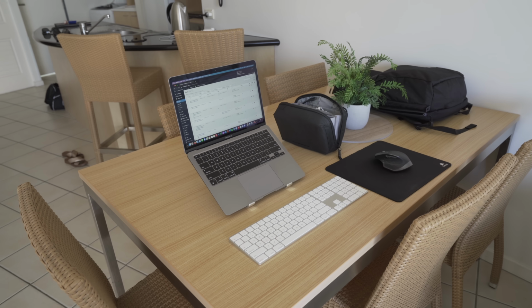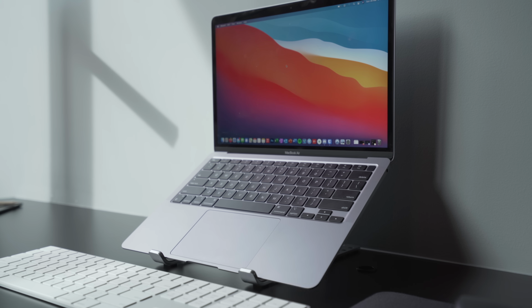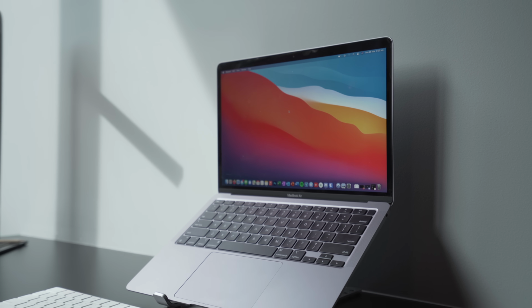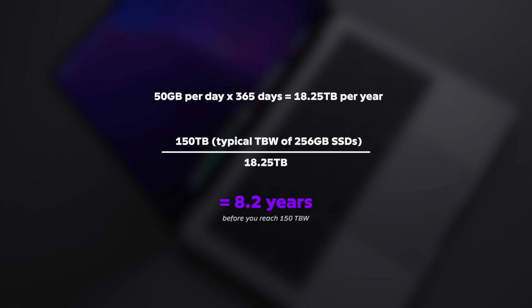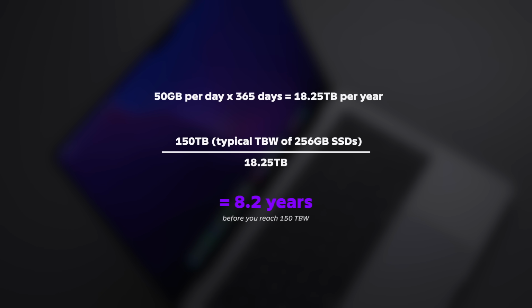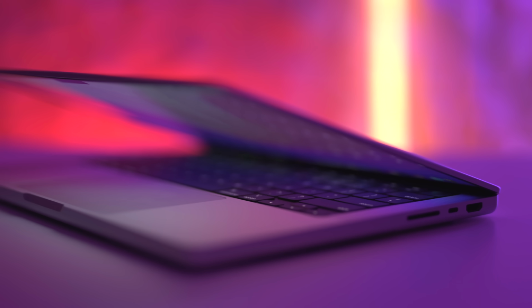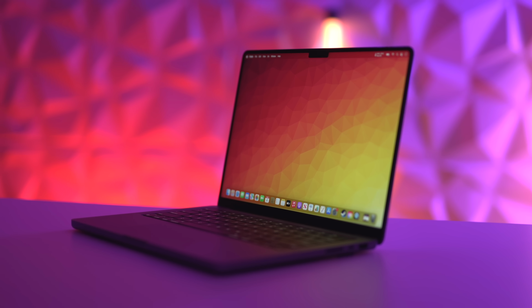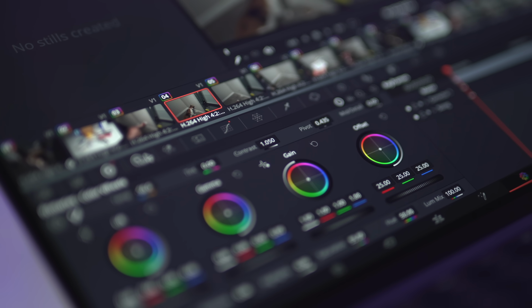So let's do a little experiment. Assuming you have a 256GB SSD in your Mac, what kind of lifespan can you expect? Well, let's start with the absolute minimum. Using the 150 terabyte TBW, that will allow you to write 50 gigabytes every single day for 8.2 years until you'll hit that 150 terabyte rating. And 50 gigabytes every single day, 365 days a year for 8.2 years straight is a lot of data, and I doubt you'll get anywhere close to that.